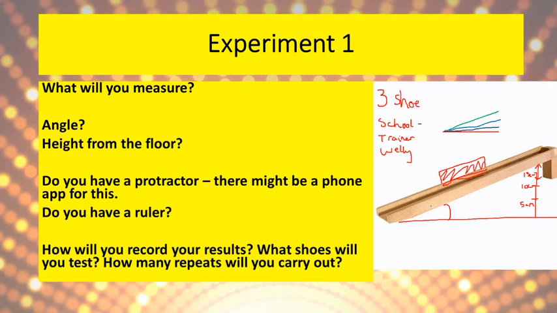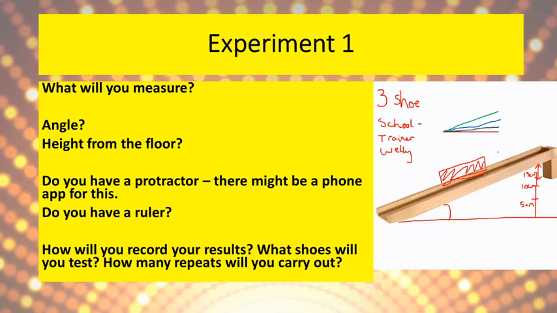So you need to prepare your area for your experiment. How are you going to record your results? So you've got your 3 different shoes. You want to repeat this experiment at least 3 times to see which height or angle it starts moving from. Which shoes are you going to use to test it? You have to think about where you place the shoe on your bit of wood to see if it slips. Are you going to place it right at the top? Are you going to place it in the middle? Are you going to place it right at the bottom?